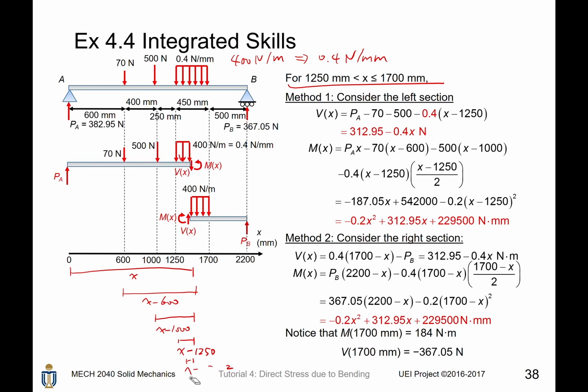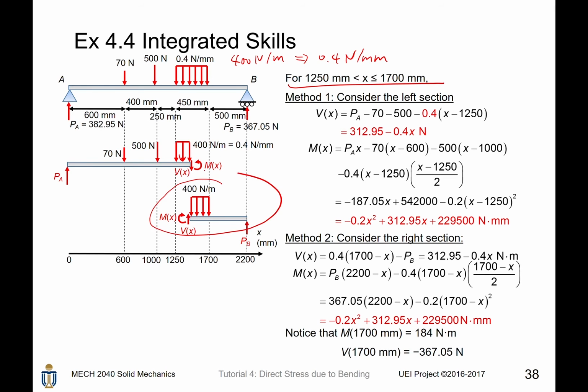However, it could be faster if we consider the right section. So consider the right section and label the rest of the forces on this beam. Now you only have one distributed load, and there is no 70 Newton and 500 Newton load acting on it. Now the length of the distributed load is given by 1700 minus x, and the arm generated by the distributed load is given by 1700 minus x divided by 2. At the same time, PB will generate a moment with arm 2200 minus x.